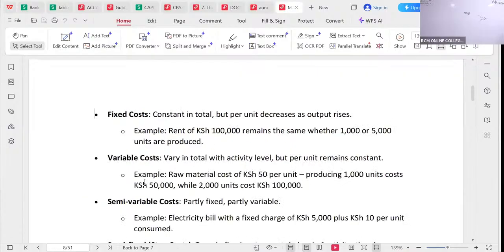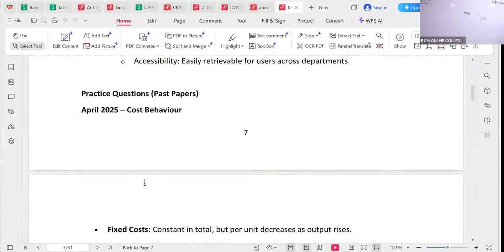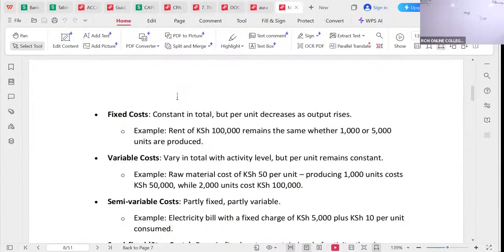Now we can go, ladies and gentlemen, to past paper questions. We start with April 2025, where they asked us about cost behavior. Do you have the question itself, like a past paper? Seems they don't have.